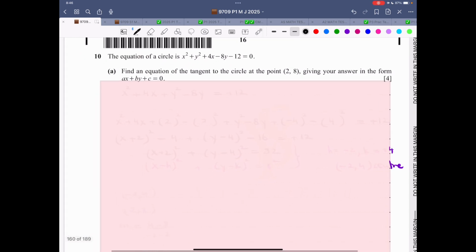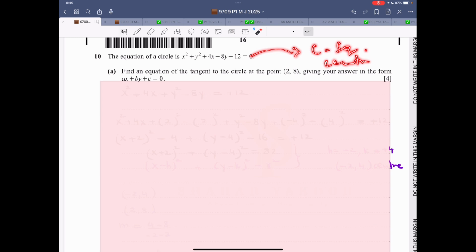Let's move to question number 10. So now question number 10, it says find the equation of a tangent to the circle at this point, giving your answer in this form. The equation of a circle, this is the general form. You have to use the completing square method to find the center of the circle and then coordinate geometry.